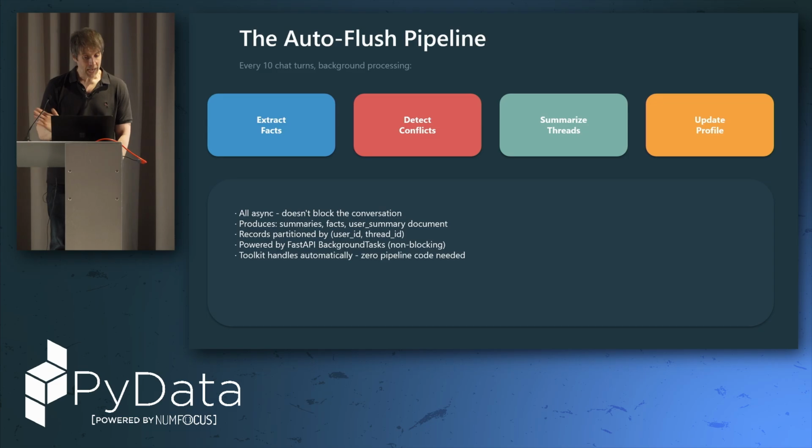The auto-flush pipeline, again, is just describing what I've just mentioned. Facts are being extracted from the turns, but also summarization of episodic memory into procedural memory, detecting conflicts, and then updating the profile for that user, memory that relates to that user in a multi-tenant, multi-agent system, which many of these things are.